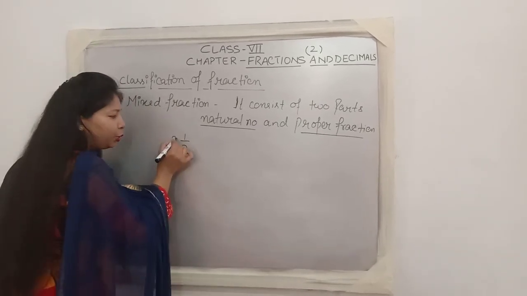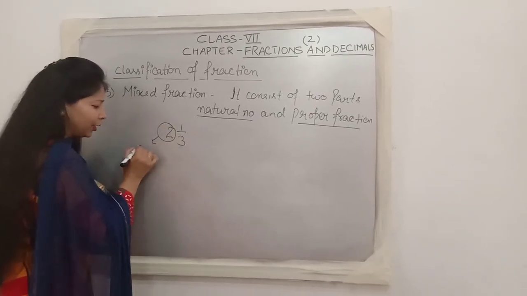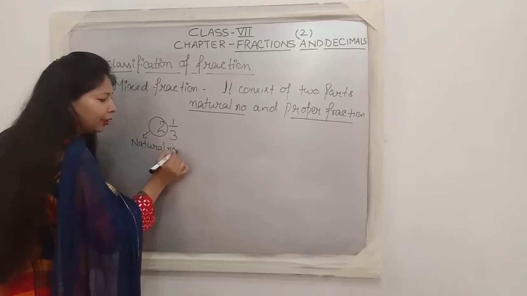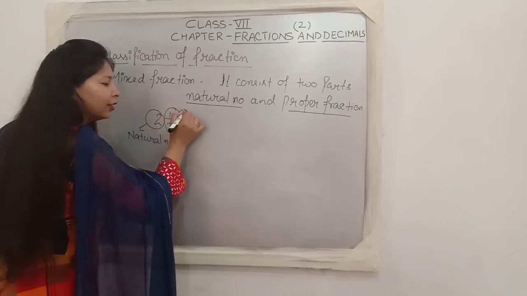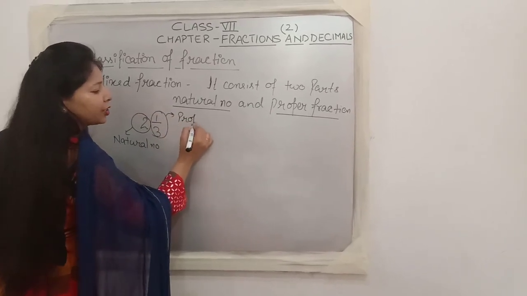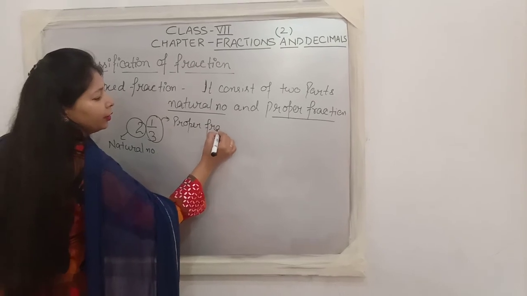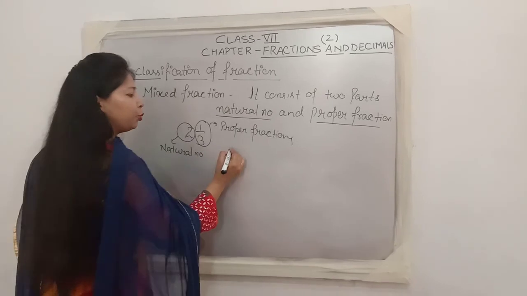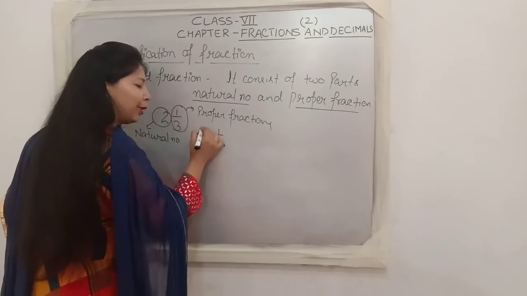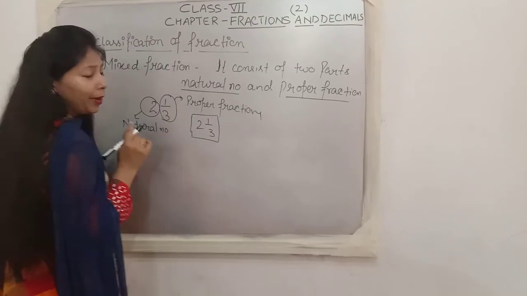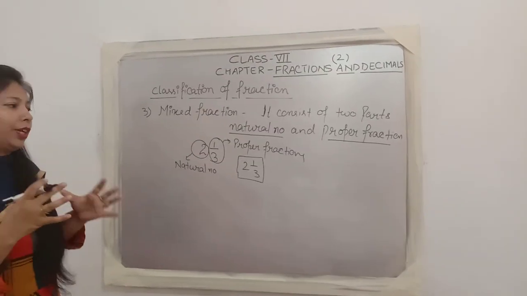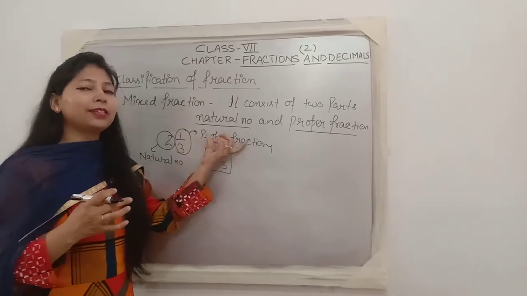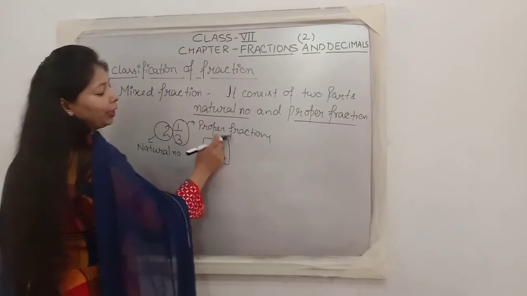Now this 2 is a natural part, a natural number. Now this is a proper fraction. So students, 2 1 by 3 can be called a mixed fraction. Mixed means a mixture of two parts, in which one part is the natural number, and the second part is the proper fraction. So it will make 2 1 by 3.